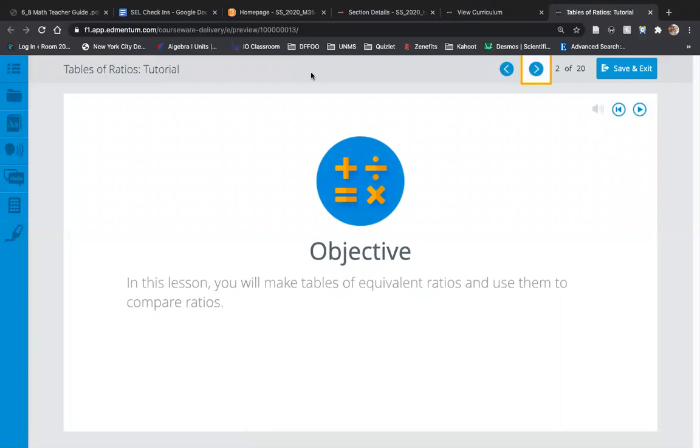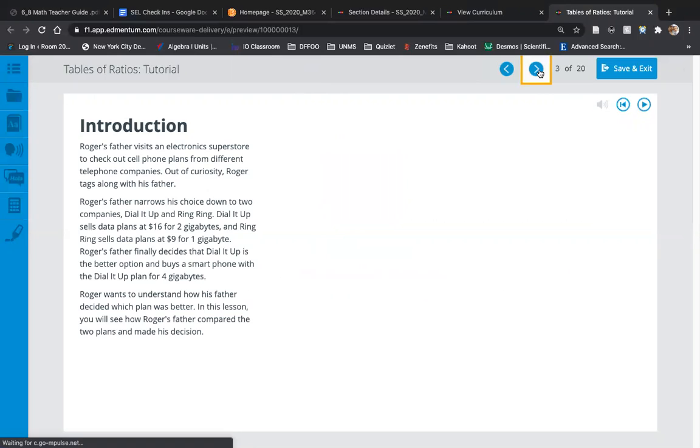These lessons always start off with an objective. That's telling you the goal of what you want to be able to do by the end of these 20 slides. The objective for today is that in this lesson, you will make tables of equivalent ratios and also use them to compare ratios. So let's just get right into it.